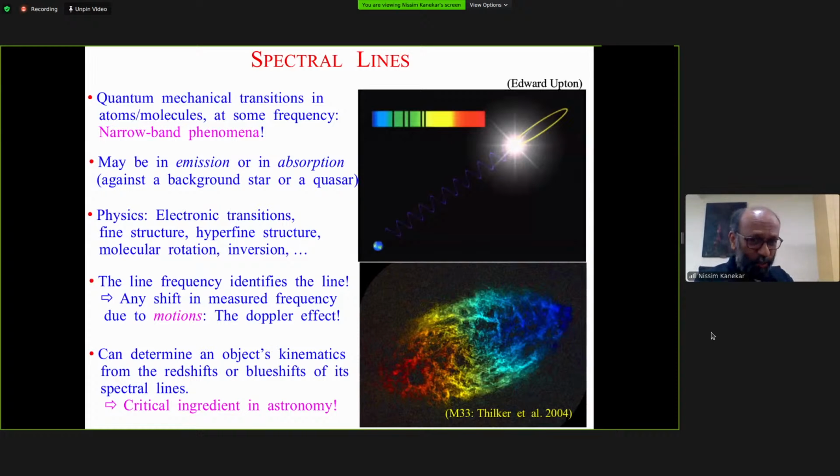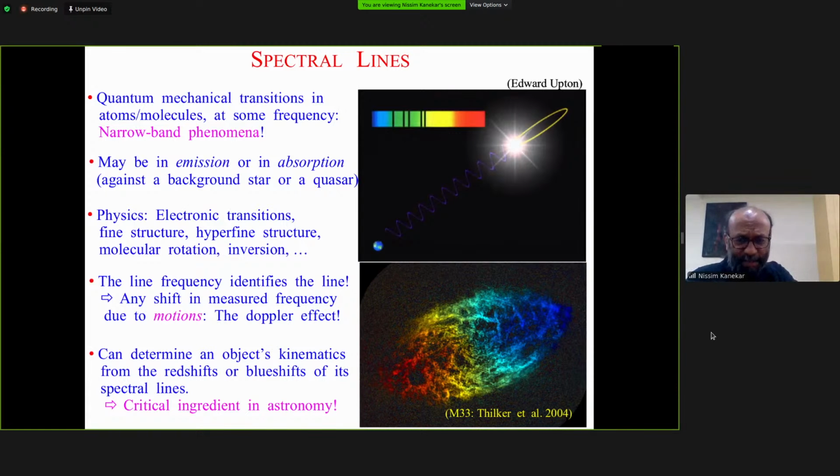And this can immediately, you can see, also be used to identify the motion of the object. Because I can now measure, just by identifying the lines and then looking at their measured frequency, I can tell you how fast the object is moving away from us or towards us. And this is great. In fact, this was used to measure the expansion of the universe about 100 years ago, 90 years ago. And you can basically determine the object's kinematics from the redshifts or blue shifts of its spectral lines. And this is foundational in astronomy.